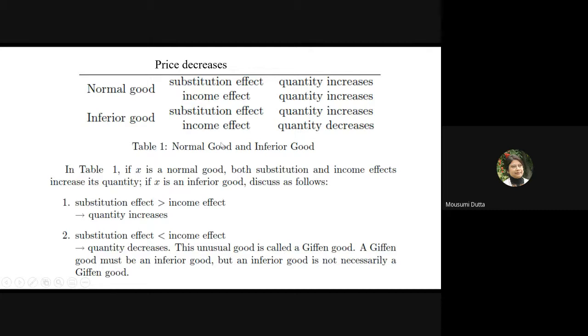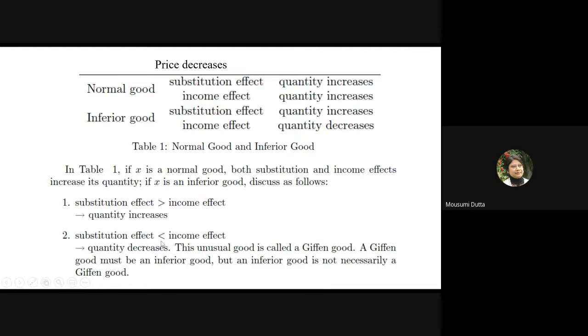I'm calling this table 1. In table 1, if X is a normal good, both substitution and income effects increase its quantity. If X is an inferior good, in that case, there are several possibilities. Number 1, if substitution effect is greater than the opposite income effect, quantity finally increases, and therefore we get a negatively sloped Marshallian demand curve, as we discussed in case of 2A and 2B.